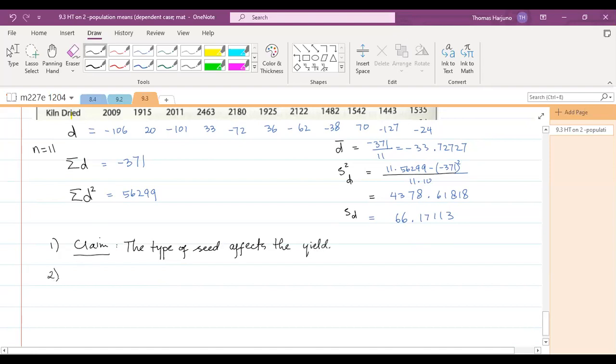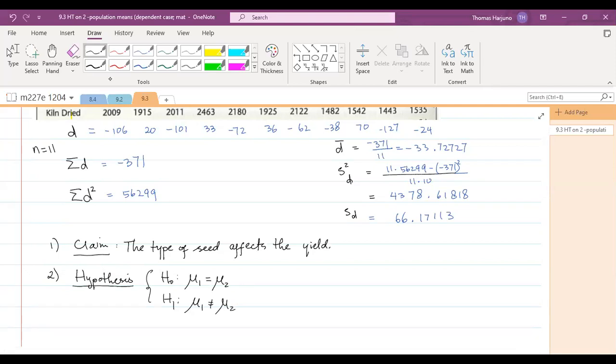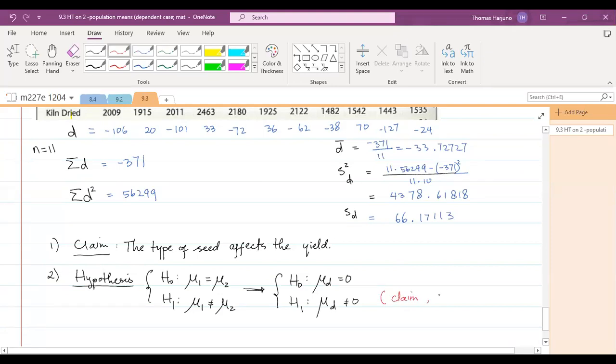And then second, hypothesis and null hypothesis, alternate hypothesis: mu1 equals mu2, mu1 not equals mu2. Am I recording this? Yeah. And let me modify it first. So the null hypothesis is mu d equals 0, and the alternate is mu d not equal to 0. The claim is here, and that's two-tailed.